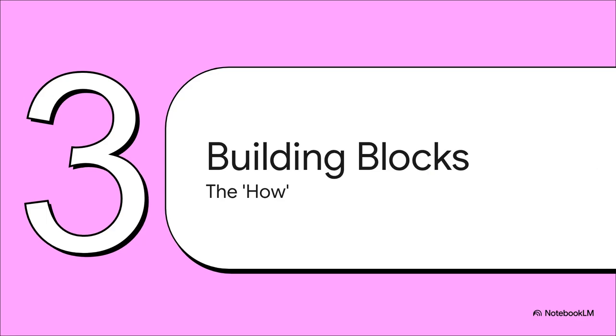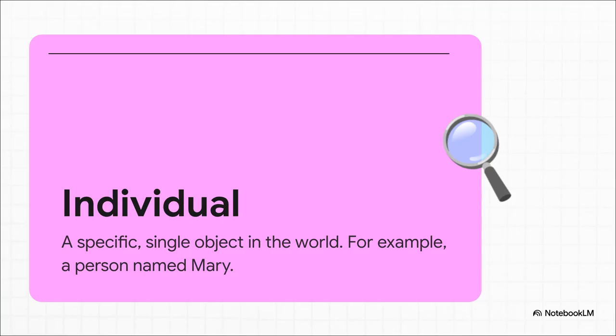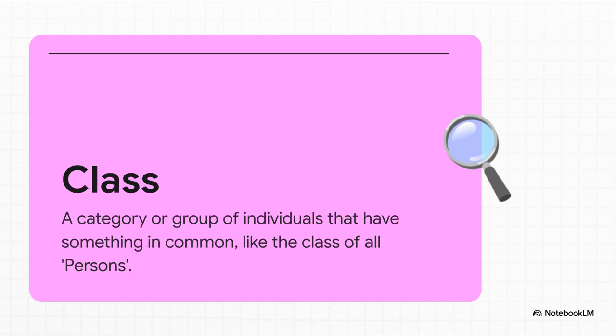Okay, so let's get into the nitty-gritty. How does this actually work? The best way to get a feel for it is to use a really simple example that comes right from the source doc, building a family tree. So the most basic building block is something called an individual. And that's really just a fancy word for a specific thing. A person named Mary, the city of Paris, whatever it is we want to describe. It's our subject. Then what we do is we group these individuals into classes. A class is just a category, a bucket for things that have something in common. So our individual Mary, she can belong to the class of person, but also the class of woman.